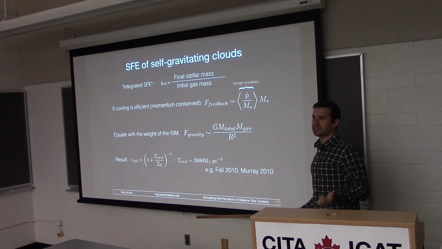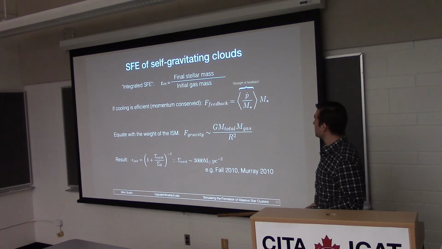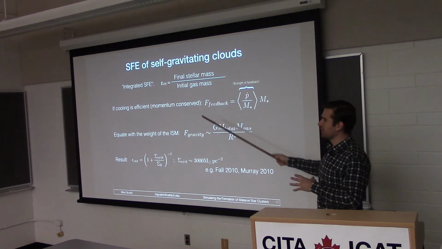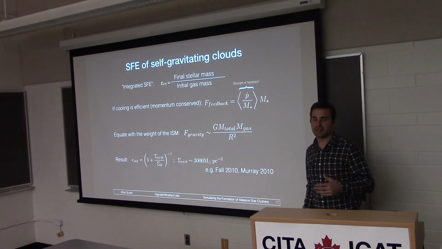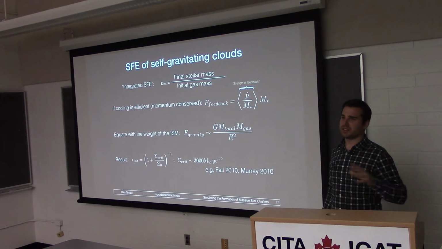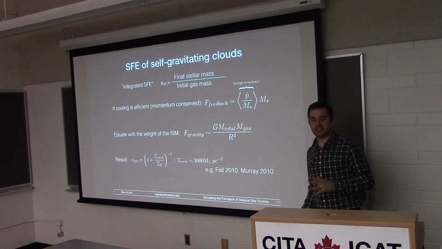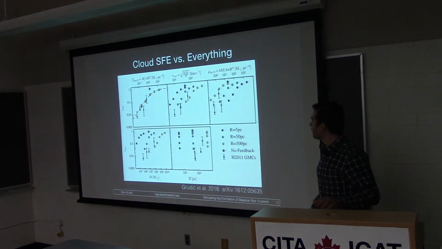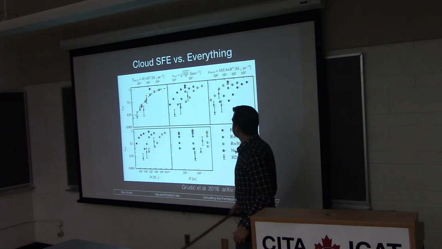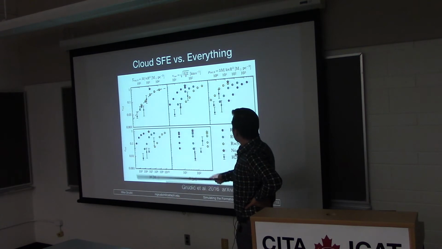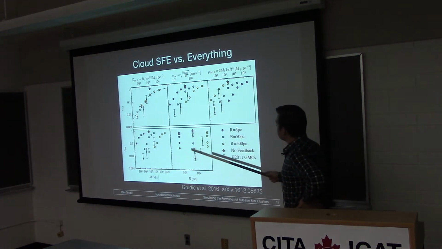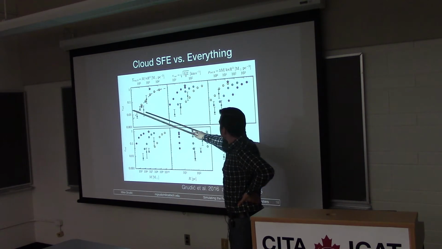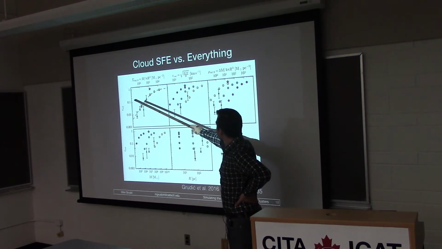Now, the question is whether this should actually work, because this is making quite an assumption. There are so many different types of stellar feedback, and nothing is exactly momentum or energy conserving. So it's very much an approximation. However, if we plot this star formation efficiency versus everything we can think of, we find that the surface density is indeed the tightest predictor of the star formation efficiency.